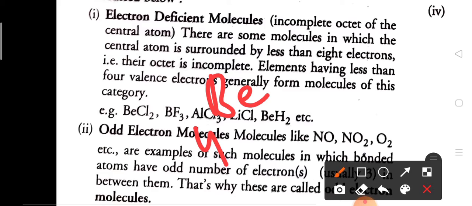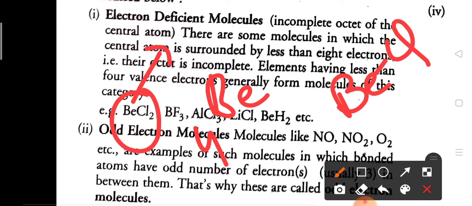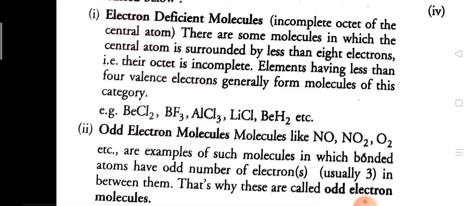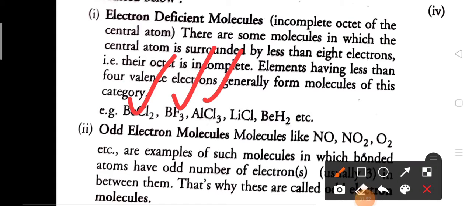But here you can see it forms only BeCl2, while for the completion of its octet it requires 4 electrons. It forms only BeCl2. That means only 1 electron it is getting from each Cl, so its octet is still not complete. So this is the exception or limitation. These are the electron deficient elements like beryllium, boron, aluminium, lithium.